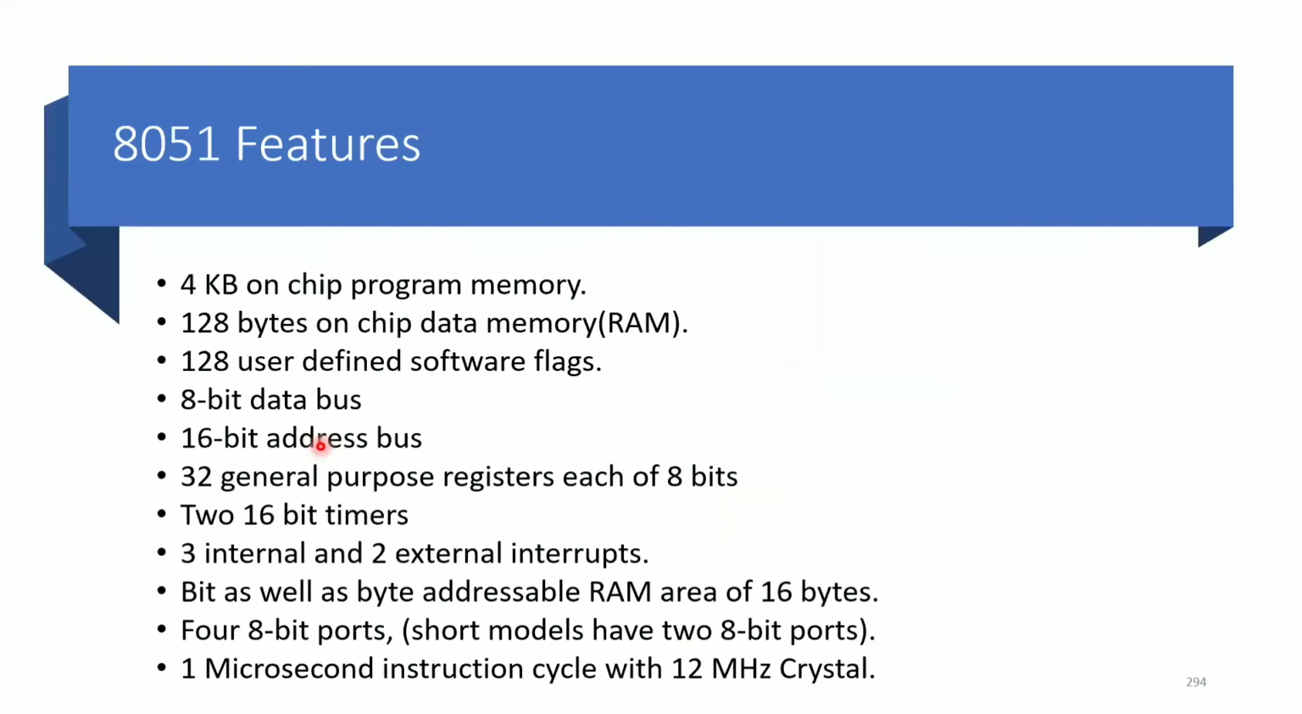Now, you know that our 8051 microcontroller consists of a total of 5 interrupts. What are those 5 interrupts? 3 internal interrupts and 2 external interrupts. You already know these 2 external interrupts and 3 internal interrupts. Already we have discussed this, right? Now we will see how many of you remember these 5 interrupts.